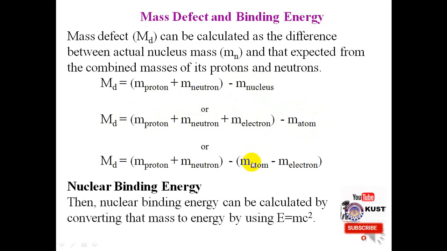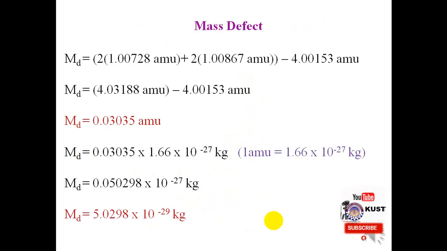We can use an alternative formula if we use the mass of the atom. So mass of the atom minus mass of the electrons is equal to the mass of the nucleus. These formulas are all the same, only alternate forms. From this mass defect we can calculate the nuclear binding energy by using Einstein's equation, E equals mc squared.